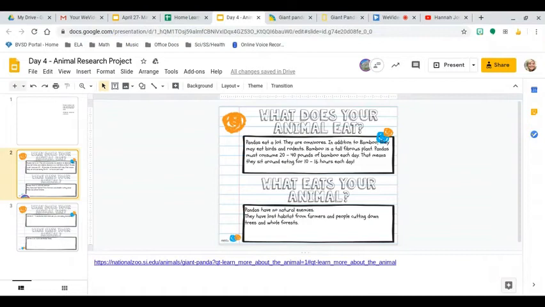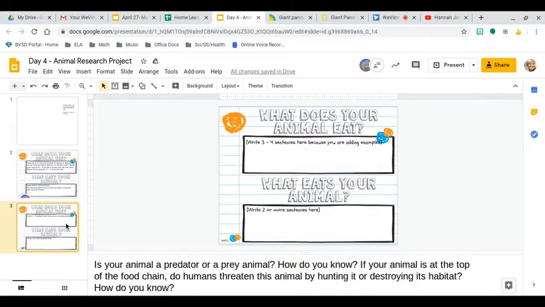Hi guys, today we are working on what your animal eats and then what eats your animal. I have my example on slide 2 and then your slide that you're going to be writing in on slide 3. So you can see on slide 3 that it says, what does your animal eat? Write 3 to 4 sentences here because you are adding examples, right? I don't just want you listing 2 words in here, right? Complete sentences with examples of what those foods are.